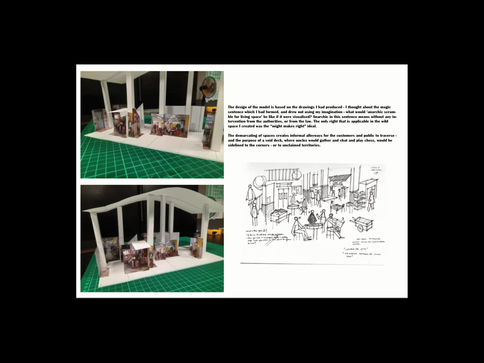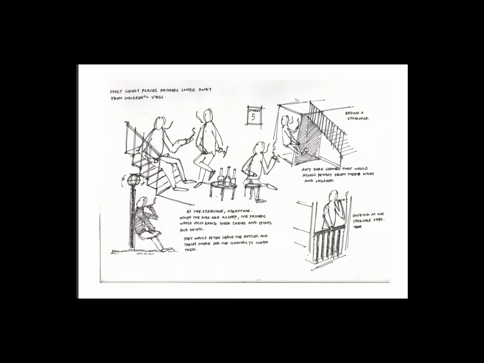So as I was making the model, I really followed closely with the drawing which I had produced. I thought about the magic sentence which I formed, and while creating this sort of anarchic space, you also have informal alleyways, which are not created by choice but by circumstance, created by the selfish greed of the shopkeepers trying to claim as much land as possible to spread their business out. Where would the customers be walking? Where would the uncles gather and chat and play?